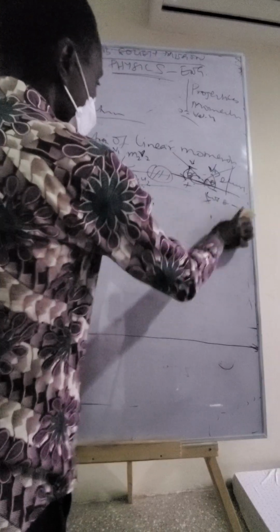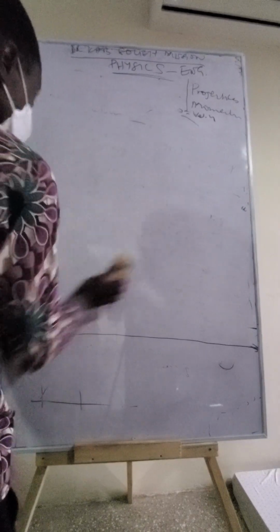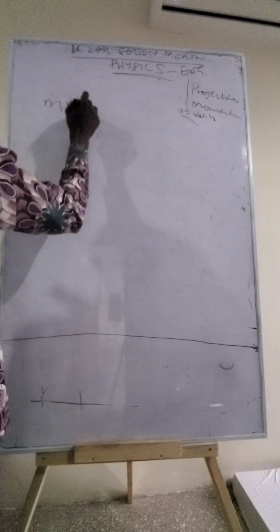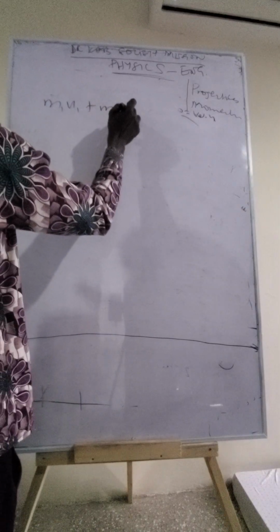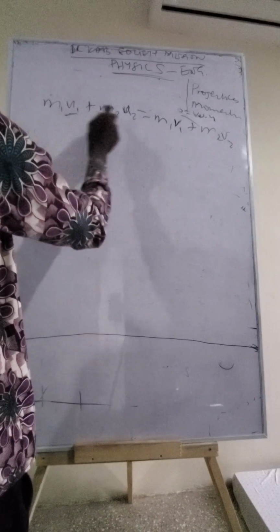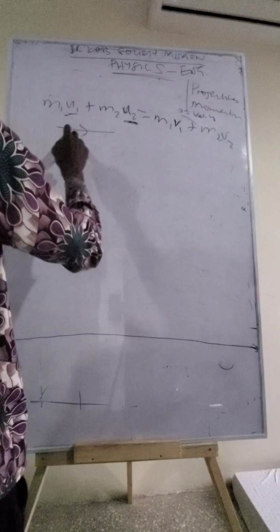Let me just be brief about it, then we go on. All that I'm saying is that you just need to get your m1 u1 plus m2 u2 is equal to m1 v1 plus m2 v2. Okay, that's it. So you put the values in, always note the direction, choose a particular direction as positive.